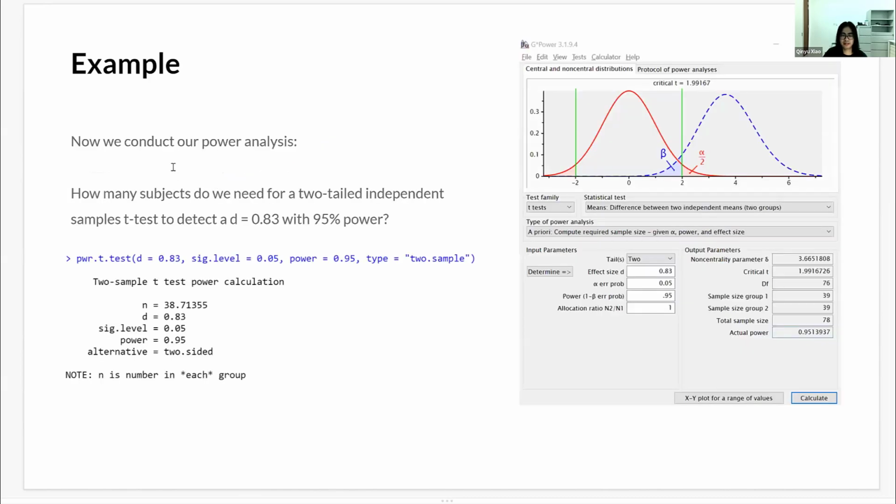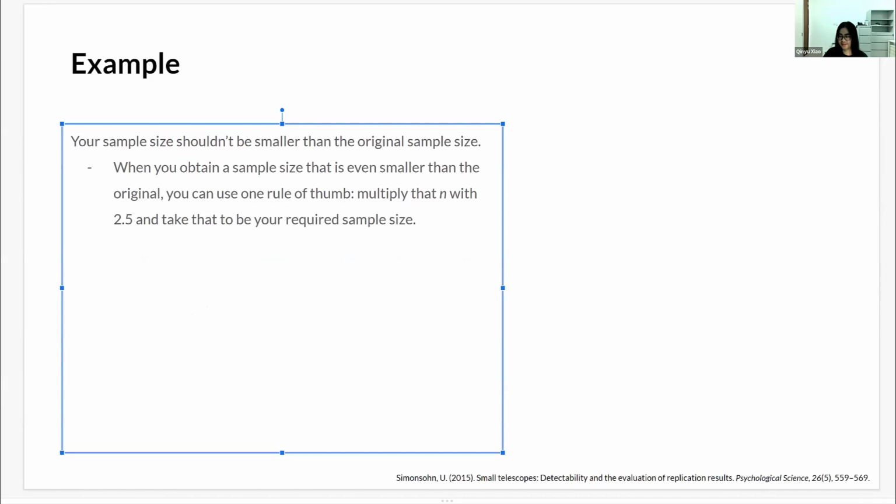And then conduct power analysis. This is the power analysis in R, and this is the power analysis with G*Power. You can see that according to G*Power, we need 39 subjects per group, and according to this R code, we also need 39 subjects per group. And then a final note: your sample size in your application shouldn't be smaller than the original sample size. If the original article reported an effect size that, when you analyze it, you realize you don't even need as many subjects as the original article had, then at least you should aim at the original sample size.